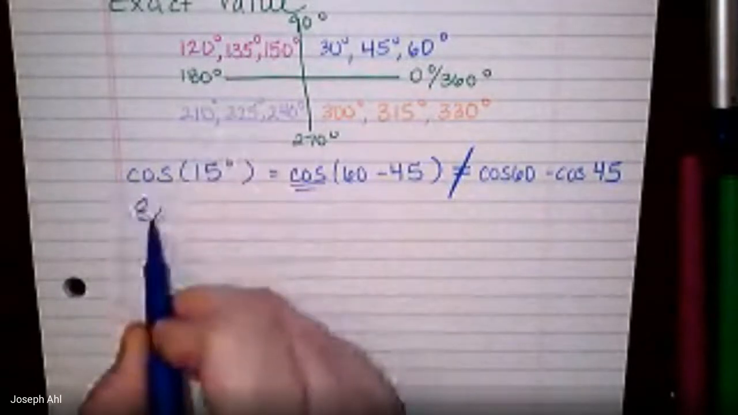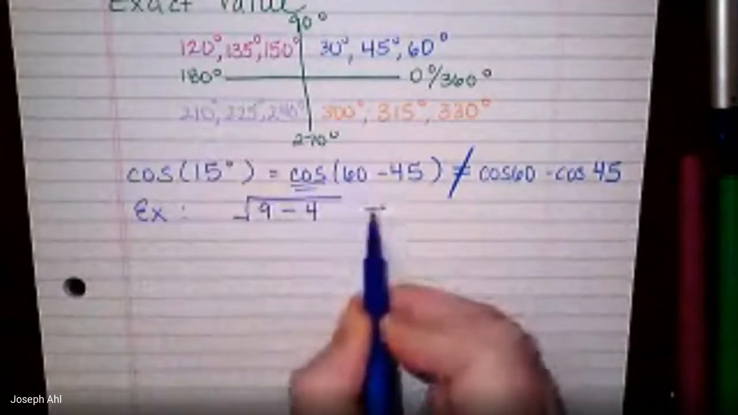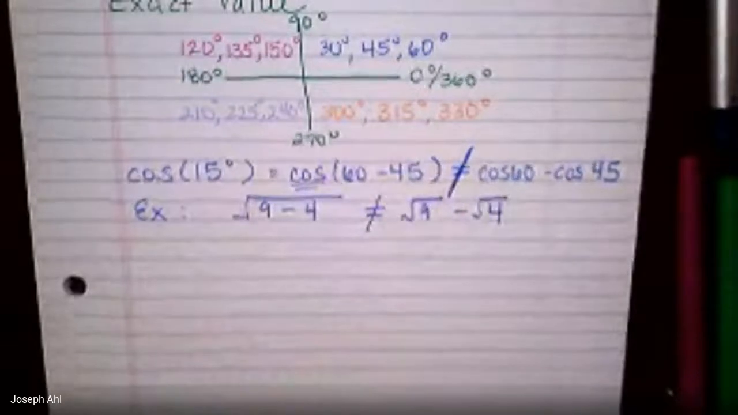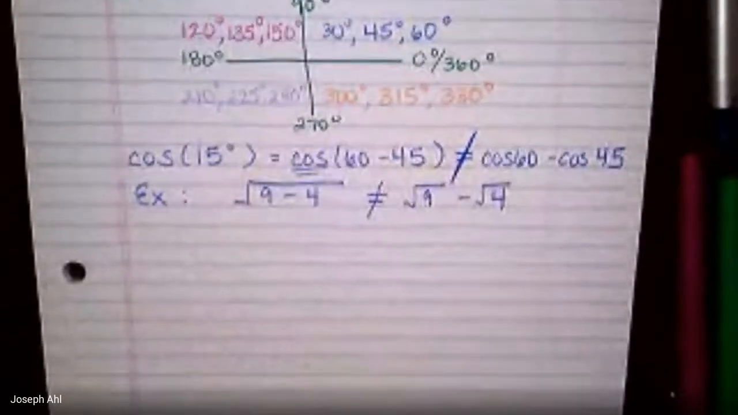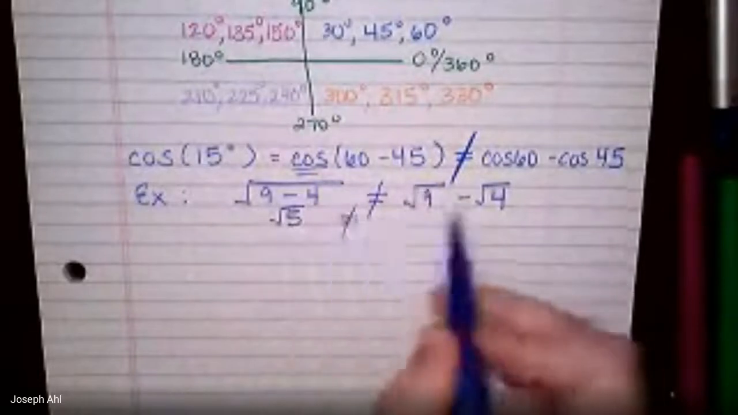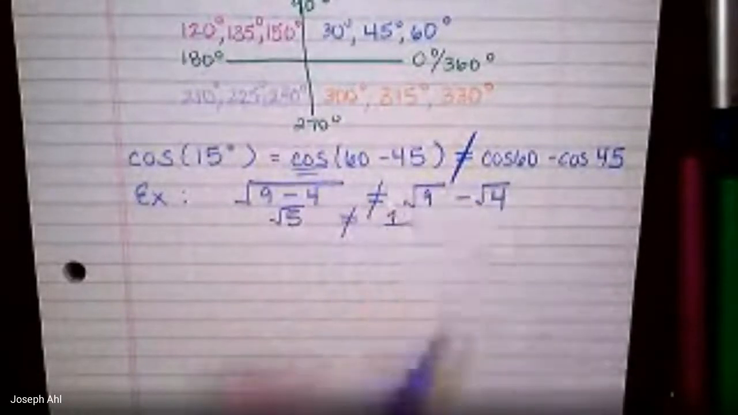For example, if I said, what's the square root of 9 minus 4? That's not the same as radical 9 minus radical 4. Some of you have tried stuff like that before, but you could really quickly simplify and see that radical 5 is not equal to, well, 3 minus 2, which is 1.